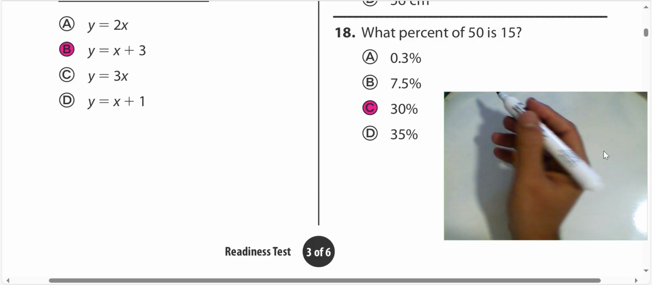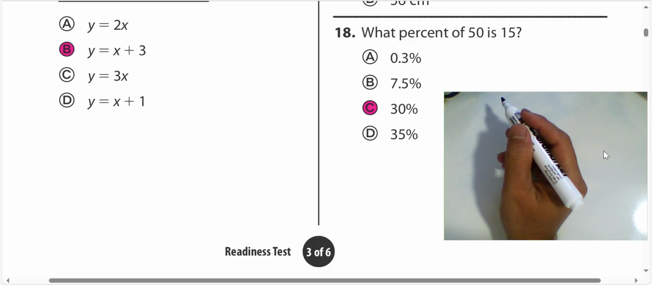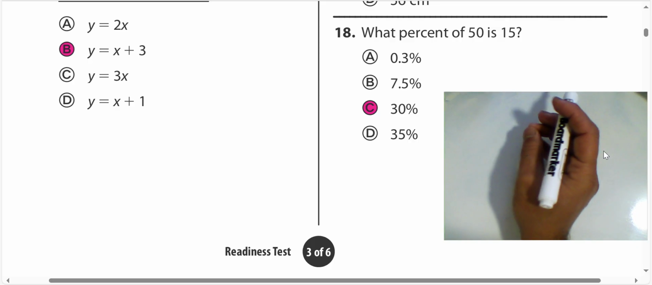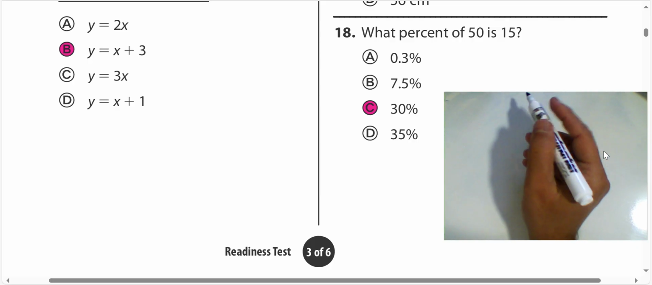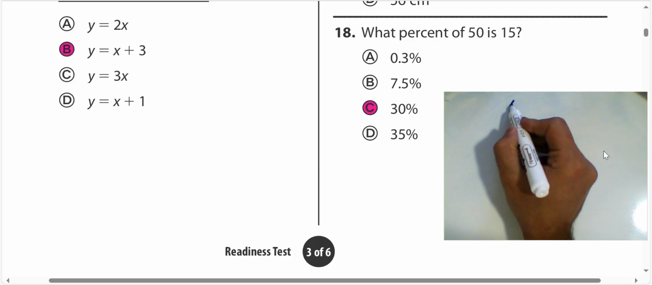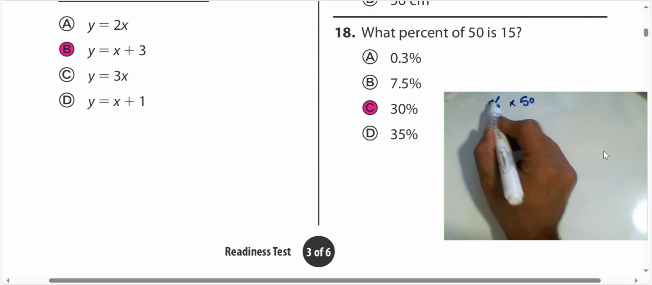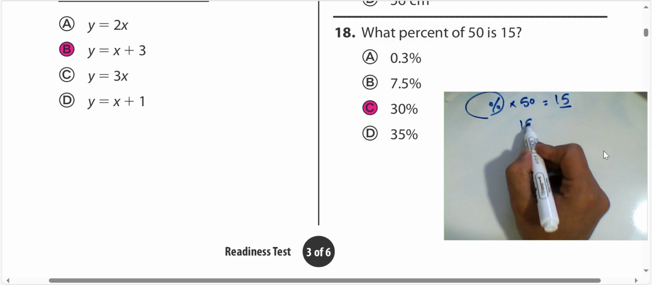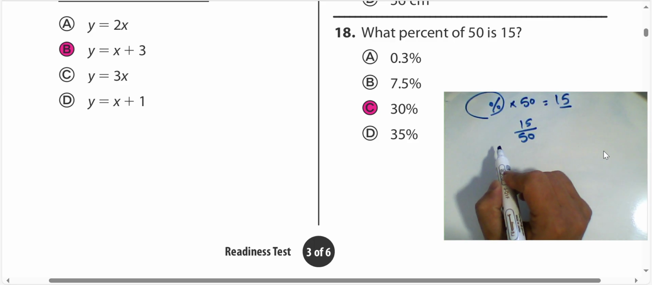What's the percent of 50? What's the number multiplied by 50%? Of 50 equals 15. We can find this number by writing 15 over 50.